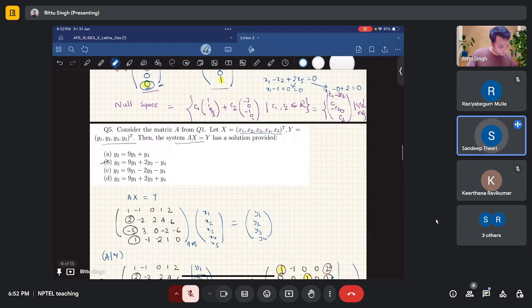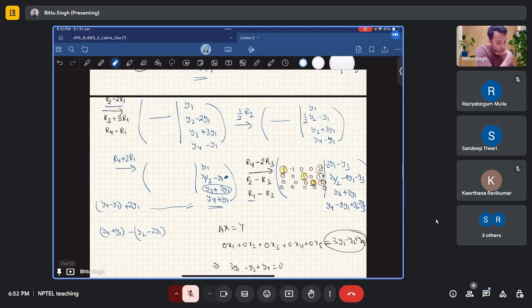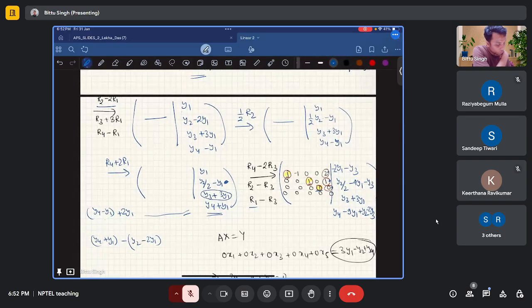Sir, let us perform this again. Okay, let me perform this. So where R4 is changed, you can see R4 is changed here. R4 plus 2R1. This is R4, and 2R1 means Y2 minus 2Y1. So let me write Y2 minus 2Y1, and you have added this with Y4 minus Y1, which will give you Y2 plus Y4. So there should be y2 plus y4 minus 3y1. So there is a small mistake.